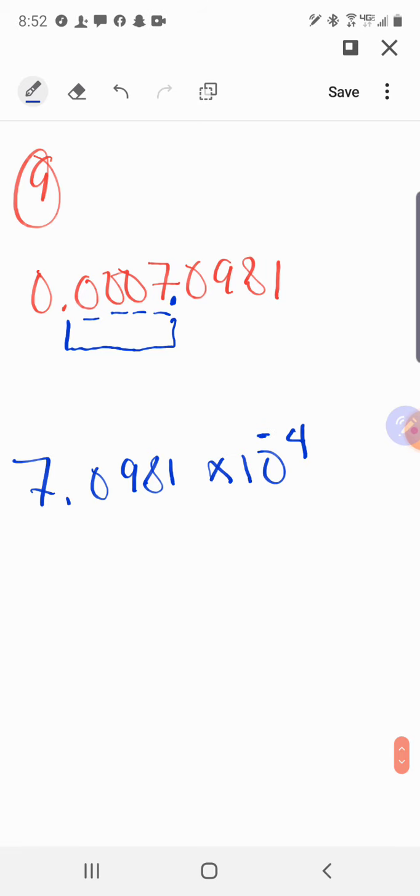So when I look at my answers, the first thing that I look for is the negative 4. Oh, I found negative 4. It's the second one. And then I make sure that my numbers are right. So I see the 7, I see the decimal, I see the 0, I see the 9, I see the 8, I see the 1. It's the second one.